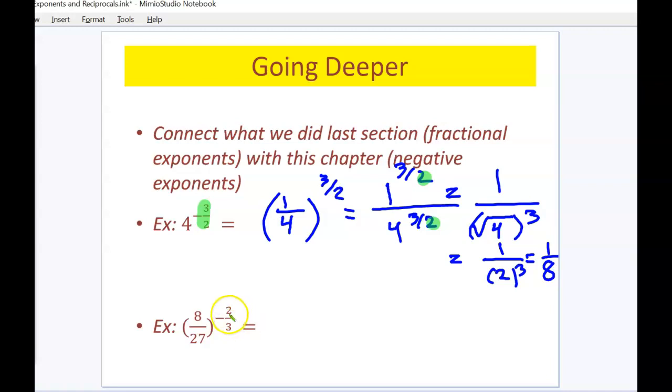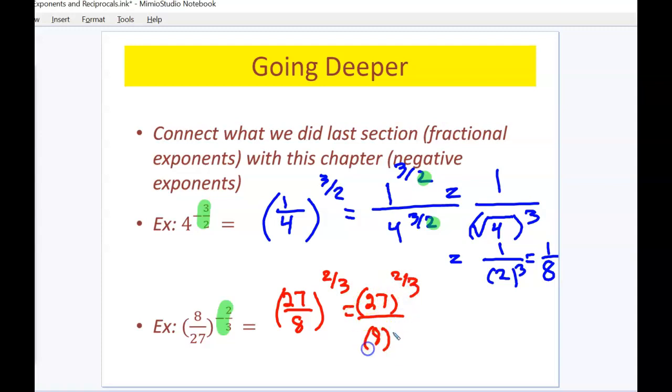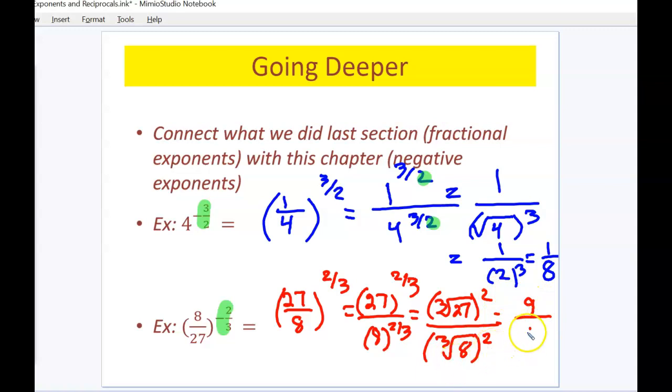Similarly, in my next example, I want to get rid of the negative exponent. So again, I reciprocate the base, and now my exponent becomes positive. So this really means 27 to the 2/3 all over 8 to the 2/3, which really means the cube root of 27 squared over the cube root of 8 squared. Well, the cube root of 27 is 3, and 3 squared is 9. The cube root of 8 is 2, and 2 squared is 4. So my final answer would be 9/4.